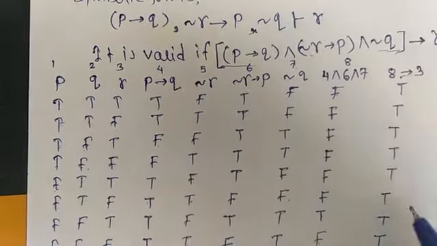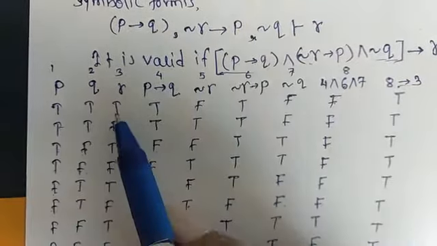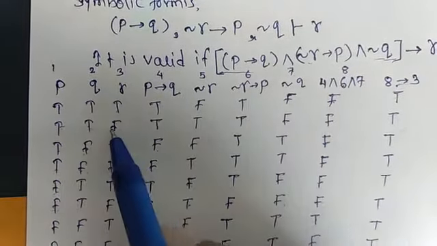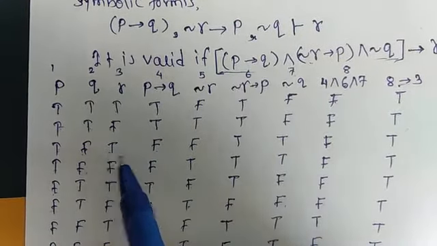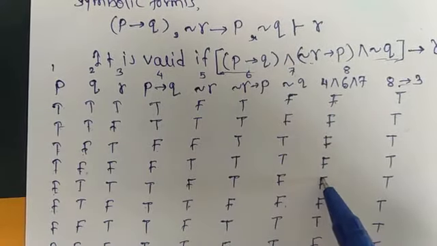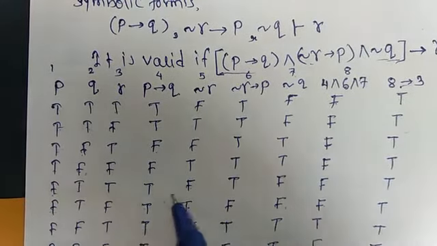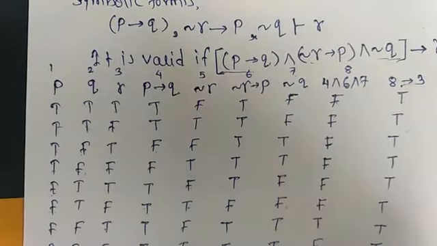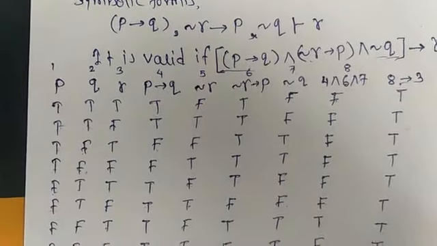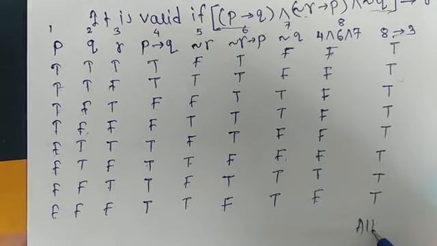Okay, again we will check. False implies true, we are checking the third column. False implies true, it is true. False implies false, it is true. False implies true, it is true. False implies true, it is true. Here both false, true. True implies true, true. False implies false, it is true. So in the last column we will get all T's.